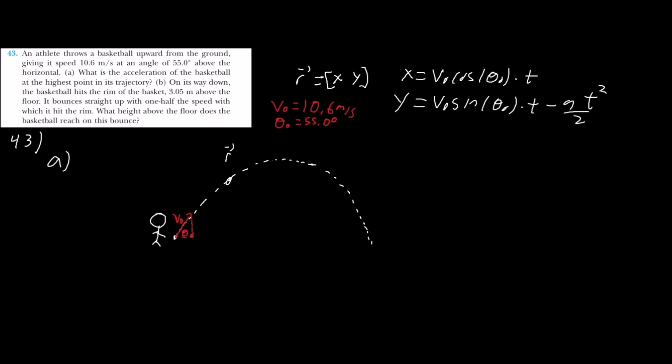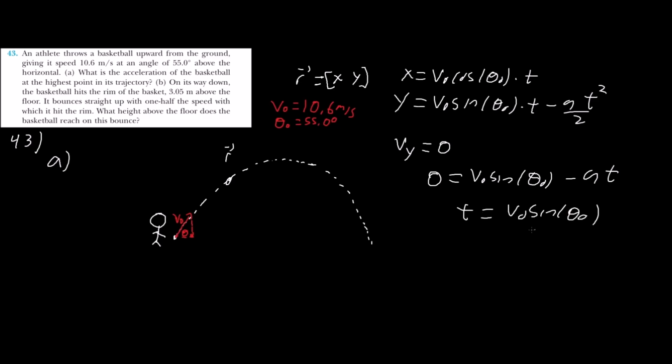Part A is asking, what is the acceleration of the basketball at the highest point of its trajectory? Now, if you know your mathematics, folks, and you know your applied physics, then you'll know how to solve this. The highest point of its trajectory is when the velocity in the y component is going to be 0. So we let that be 0, which is equal to the initial velocity in the y direction, v naught sine of theta, minus gt. T is going to be v naught sine of theta naught divided by g. That's your time, and we can plug that time into either of these equations.